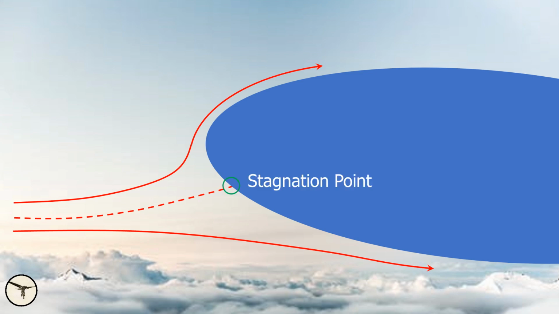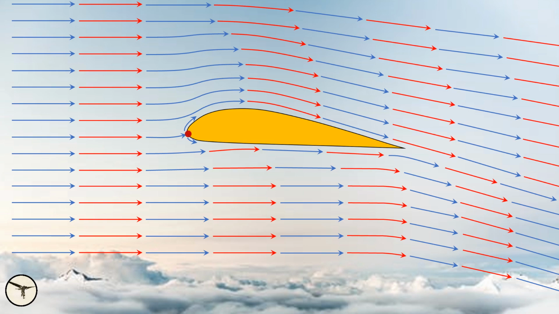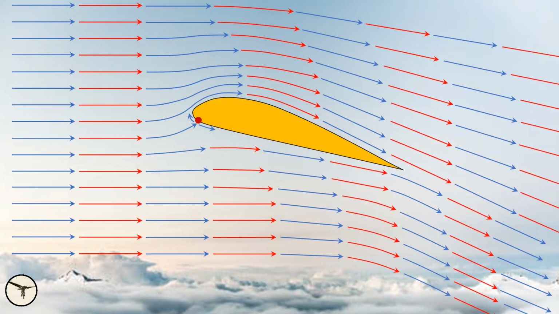Finally, we have the stagnation point. This is the point along the leading edge where the dynamic pressure is zero, meaning the air is stagnant or not moving. Air flowing above the line leading to the stagnation point will flow up and around the leading edge and over the wing. The air flowing below the line will flow under the wing. The location of the stagnation point depends on the angle of attack. When the angle of attack is increasing, the stagnation point moves down and aft under the wing.